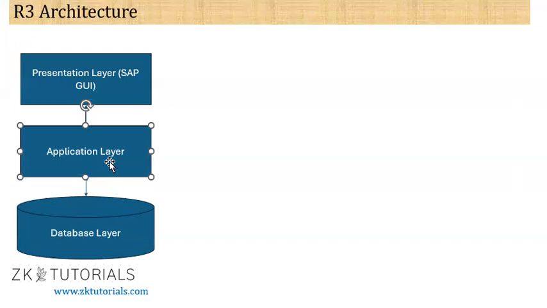The database layer is where all the persistent data is stored. The database consists of an RDBMS. In an RDBMS, data is stored in tables. A table consists of fields or columns and holds data in row format. Hope everything is clear till here.